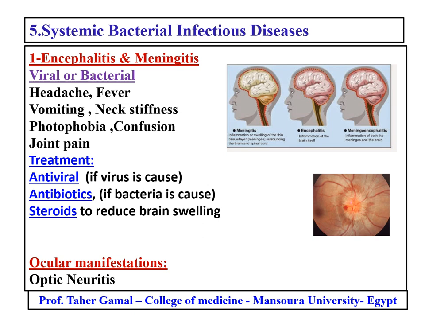Now we shift to a group of systemic bacterial infectious diseases. The first is encephalitis and meningitis, which may be viral or bacterial. The general manifestations are headache, fever, vomiting, neck stiffness, photophobia, confusion, and joint pain. The treatment: antiviral if the virus is the cause, antibiotic if bacteria is the cause, steroids to reduce brain swelling. The ocular manifestation is optic neuritis, inflammation of the optic nerve.